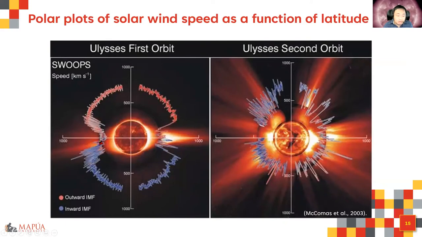You can also see that in the upper part, the interplanetary magnetic field is outward, and then below, the interplanetary magnetic field is downward. So you can see it as the magnetic field lines coming out from the top and closing at the bottom. Okay, but it's a very large dipole.